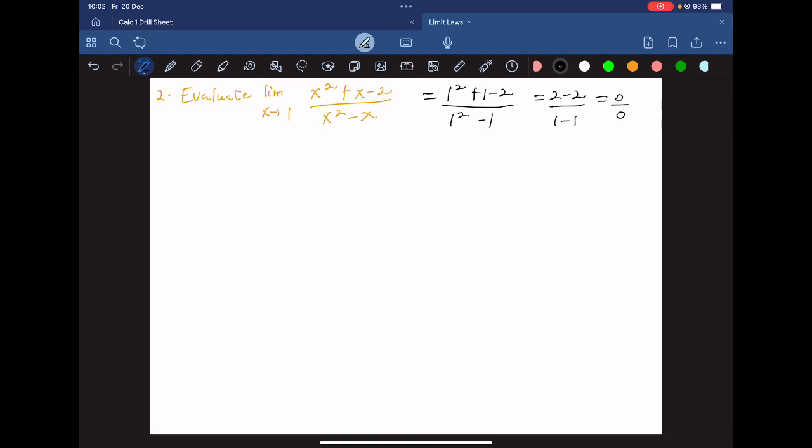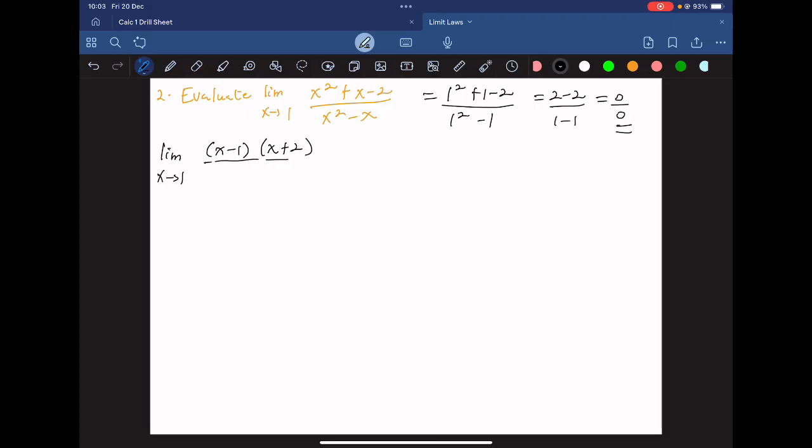Now, this is an indeterminate form, so we can't leave our answer as 0 over 0. What do we do then? Notice that we have polynomials. Now, whenever you have polynomials, you can factorize them, right? So when you factorize the numerator, what do you get? You get (x minus 1) times (x plus 2).